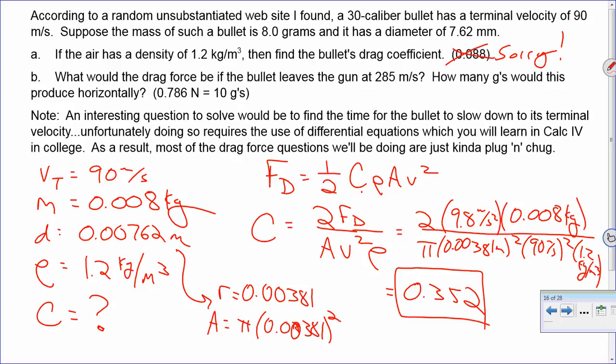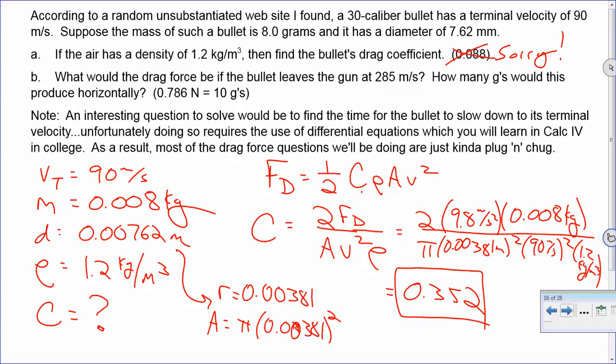Okay. So then B says what would the drag force be? So now all you're going to do is you know your velocity. You just found your coefficient, right? So you just literally plug in your numbers here to find your drag force, right? Okay, so let's do that real quick. Are there questions with what I did for part A?